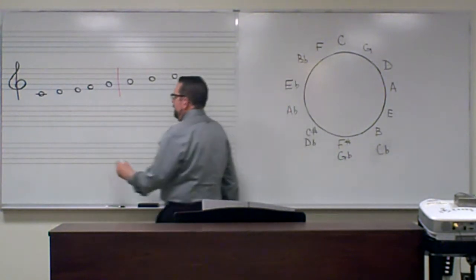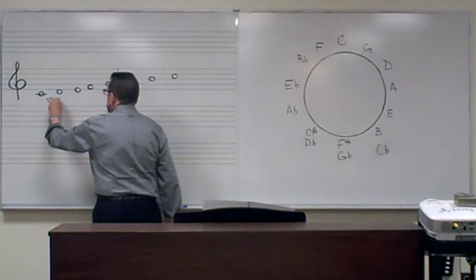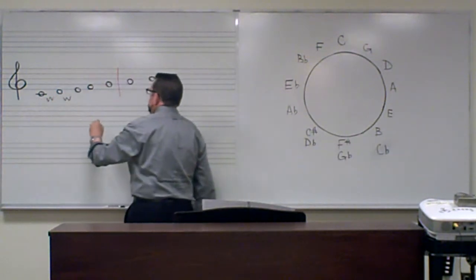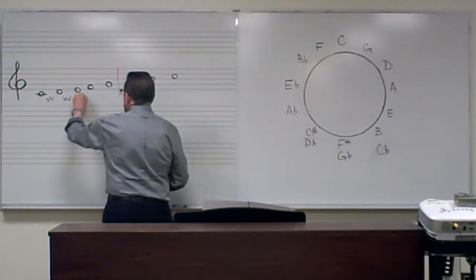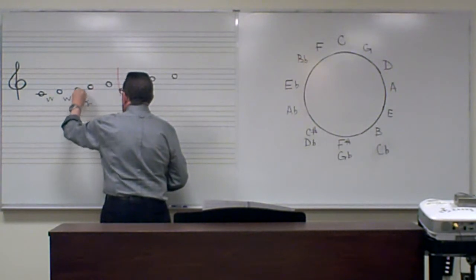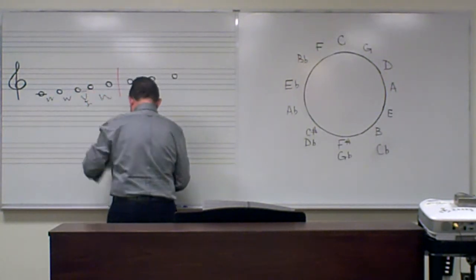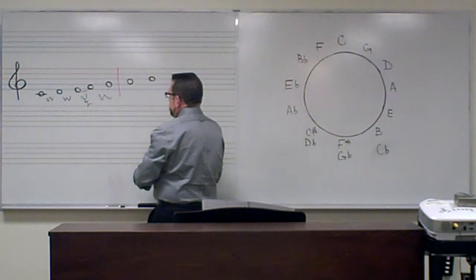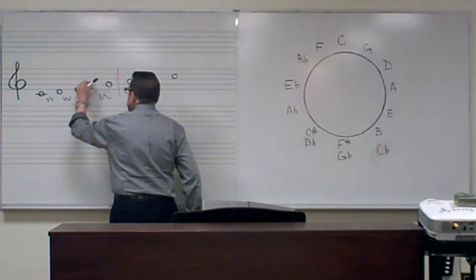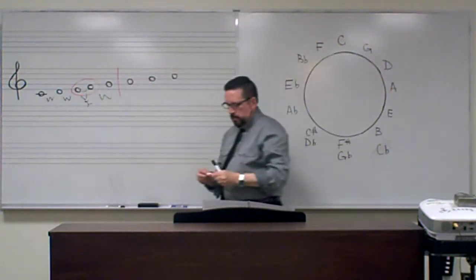C to D is a whole step. Okay. D to E is a whole step. Okay. E to F is a half step. Okay. F to G is a whole step. Okay, and just for reference, I'll circle the half step in red, so we're aware of that.